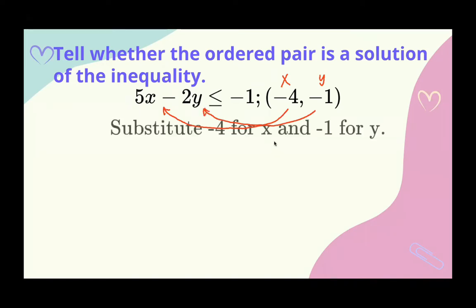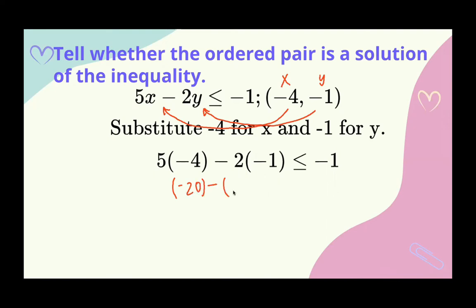Now if you plug this into the inequality, you would get 5 times -4 minus 2 times -1, and you can go ahead and evaluate that. I would recommend you keep the values inside the parentheses so that you don't have any mistakes in your positive and negative signs. So 5 times -4 is -20, and you would subtract that from 2 times -1, which is just -2. These negatives will cancel out, and you would get -20 plus 2, and that would give you -18.